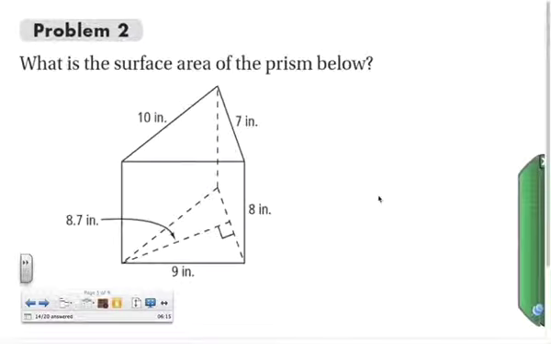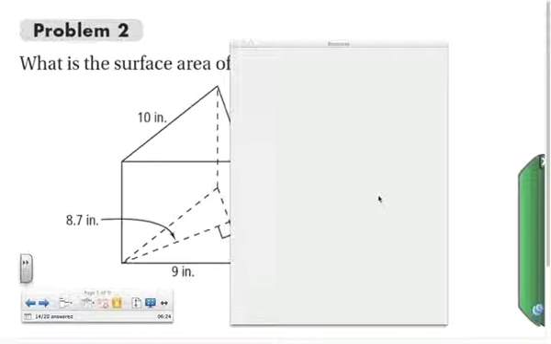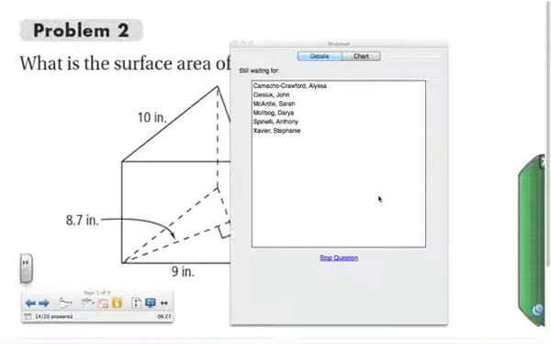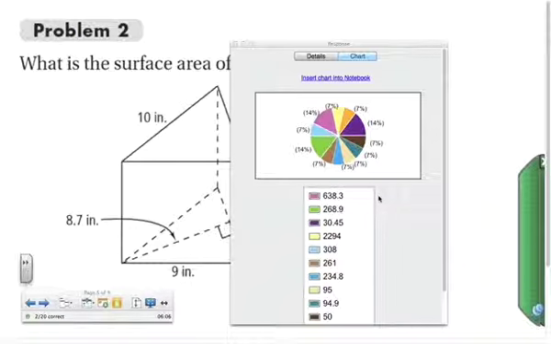Okay, very small amount of us got the right answer. It's this green one, 268.9. The 638.3 is really stinking close to half of that. 30.45 is the area of the triangle.